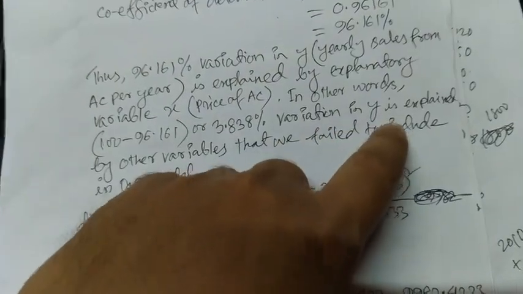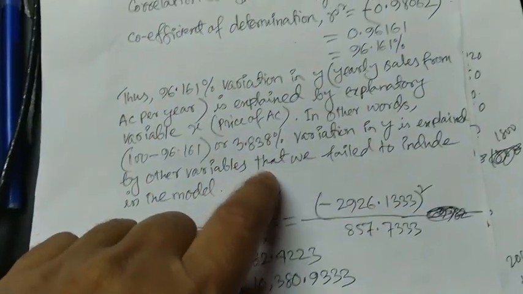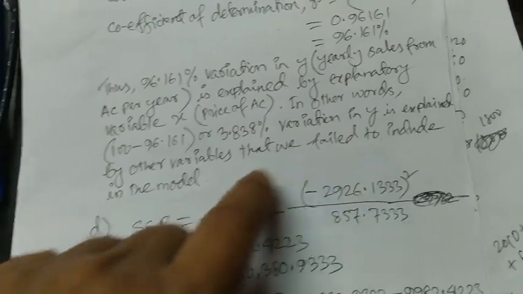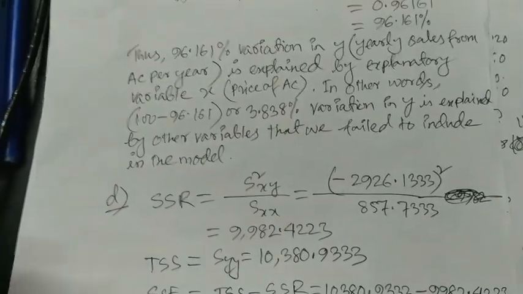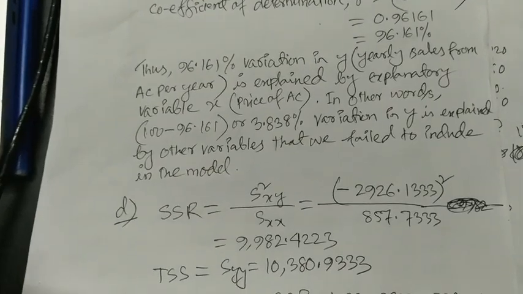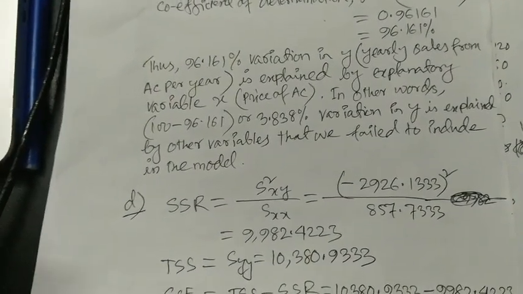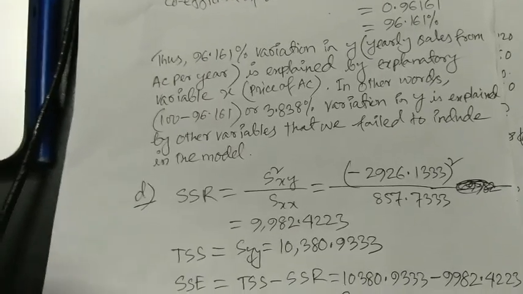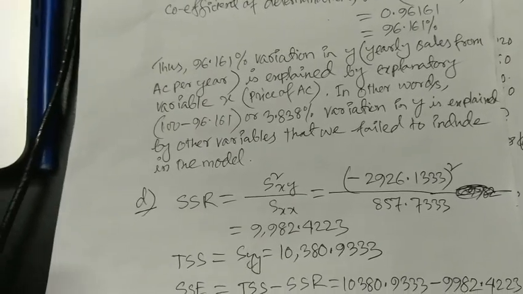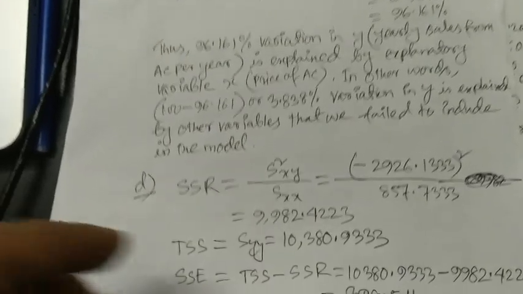3.8% variation in Y is explained by other variables that we failed to include in the model. In our model, we have included only one explanatory variable, that is only one X variable, that is price of AC. But there may be other variables that have impact on yearly sales data of AC.